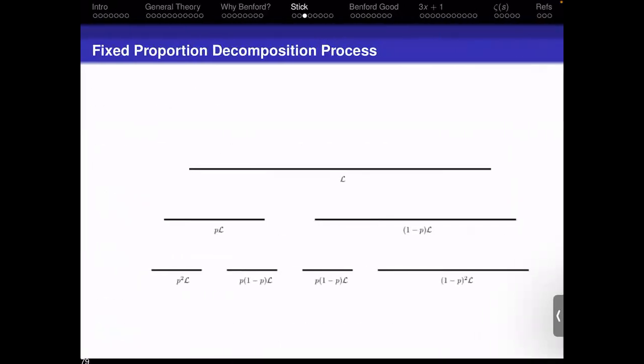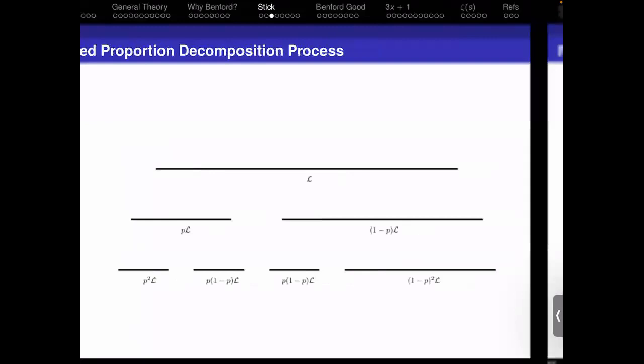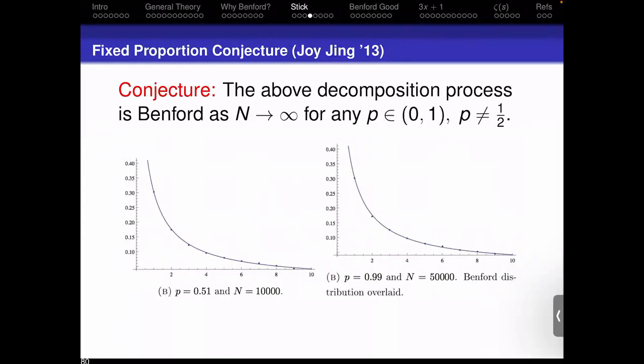And so here's what it would look like after just 2 levels. Note that we would have one length P squared, (1 minus P) squared occurring twice, and then 2 other lengths occurring just once. And so choosing P to be 0.51 and n to be 10,000, if you look at a plot, it looks very close to Benford. The other one is choosing P to be 0.99, again, very close to Benford. So the question is, for which values of P do you expect that you will have Benford in the limit?